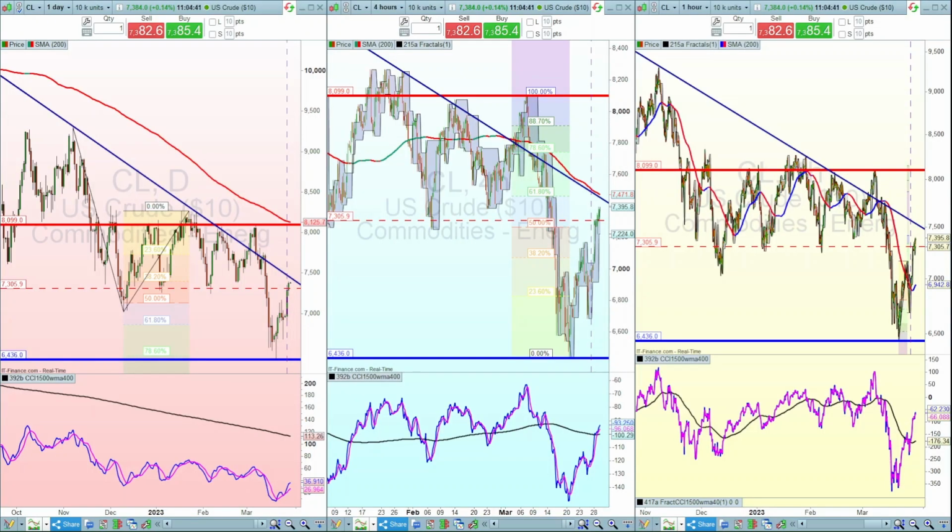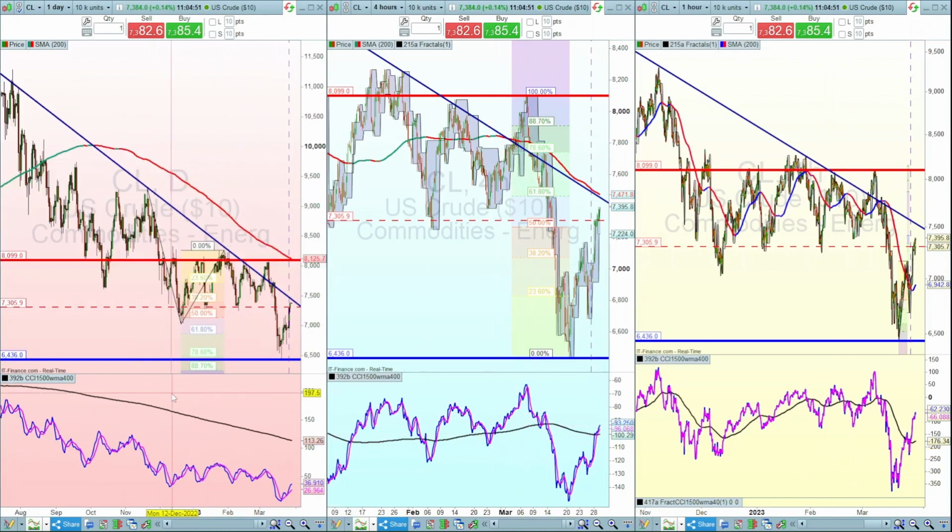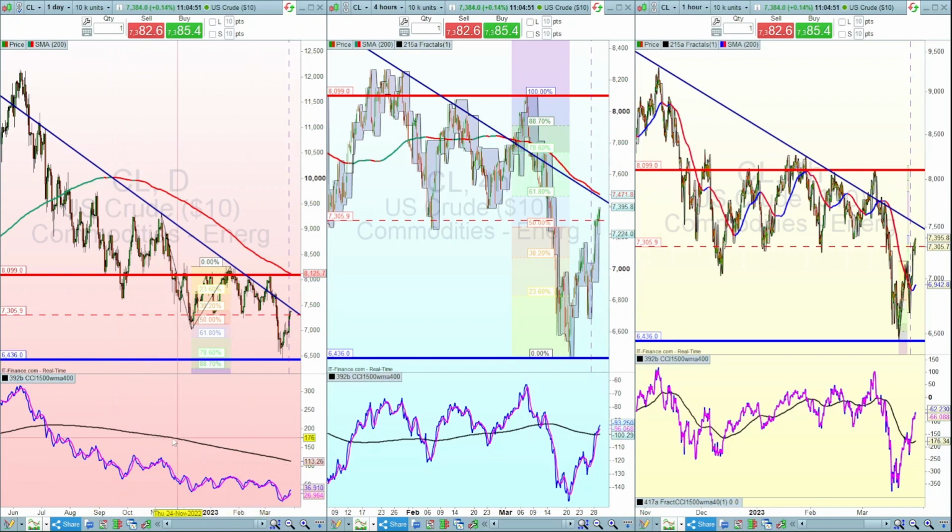Today's March 29, 2023. This is the US crude oil price update. Now, we're looking at three timelines here, the daily, the 4 hourly and the hourly. And on the daily, it's still in a pretty sharp decline on the CCI 1500 with its moving average 400. And that's also, you can see there by the price chart as well.